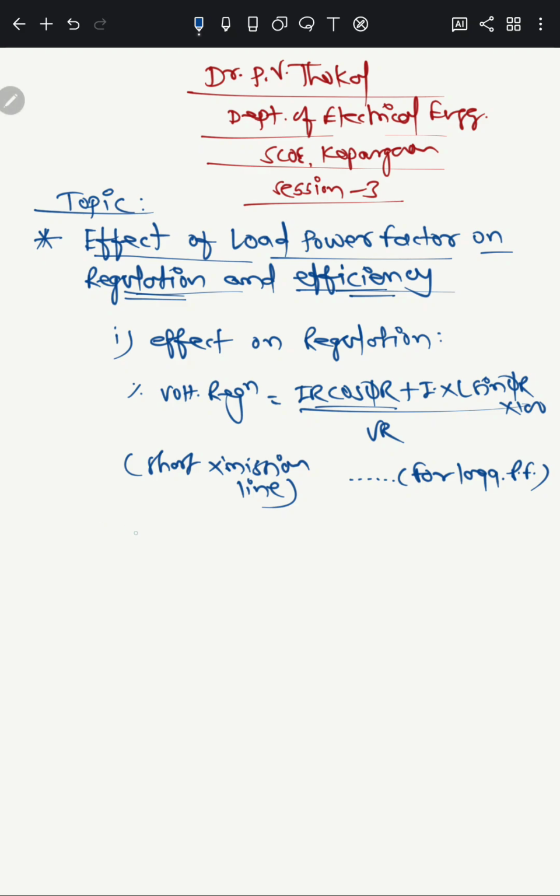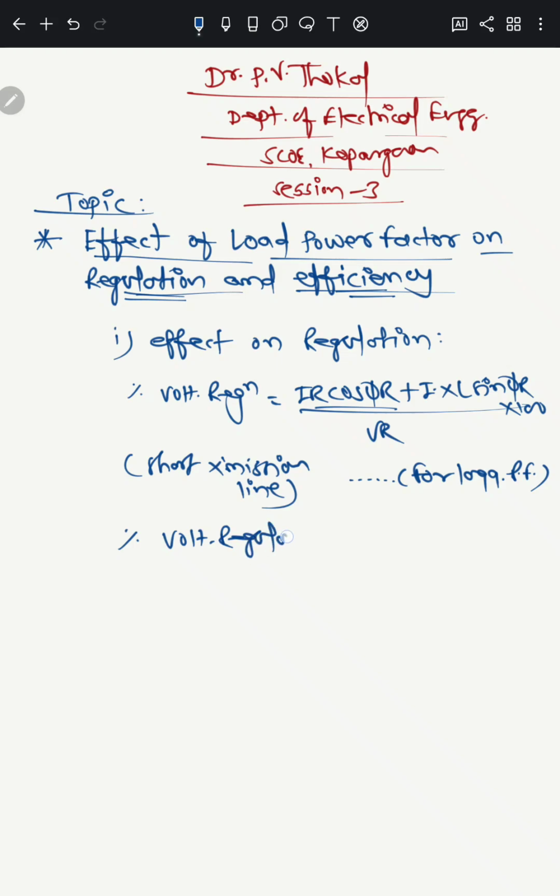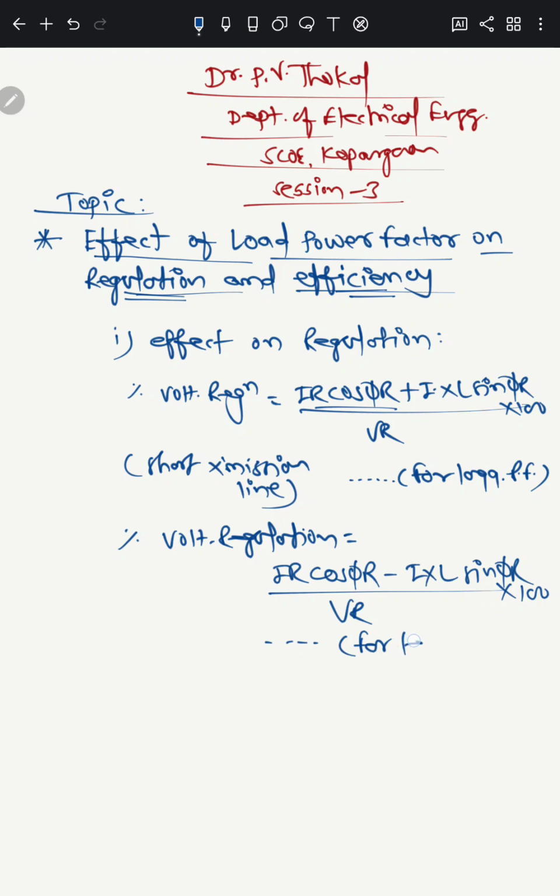The same formula I can write for leading power factor. For leading power factor, I can write the voltage regulation as I R into cos phi R minus I into X L sin phi R, divided by V R, into 100. This is for leading power factor.